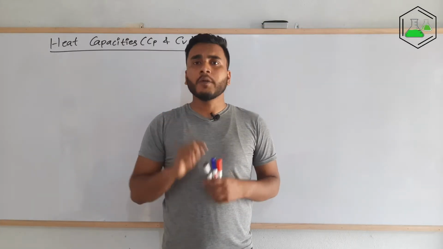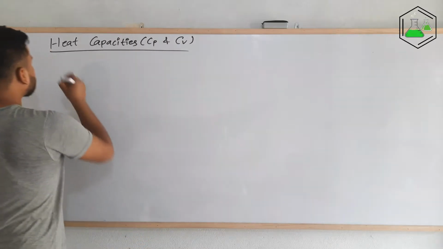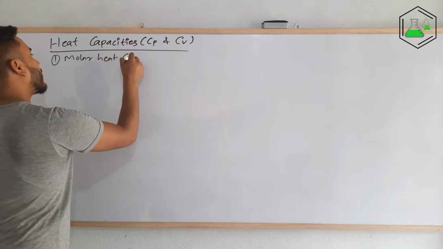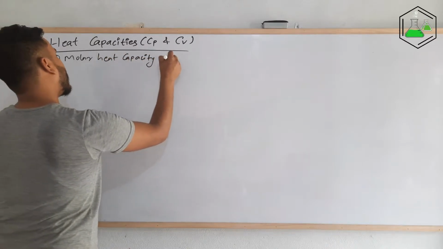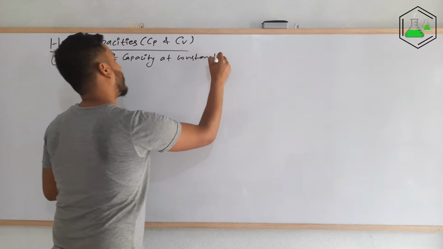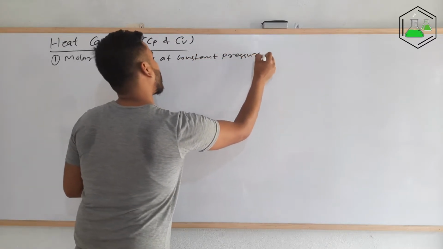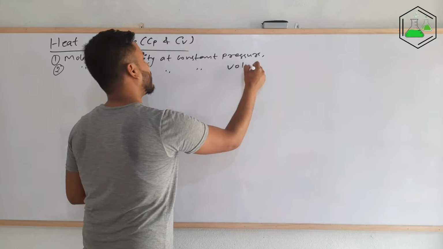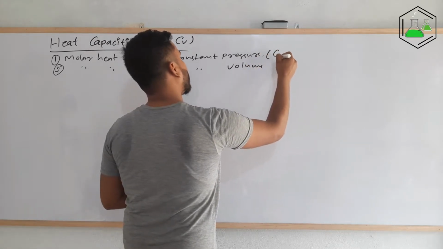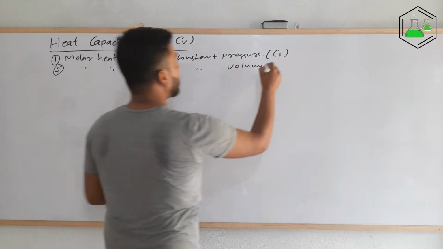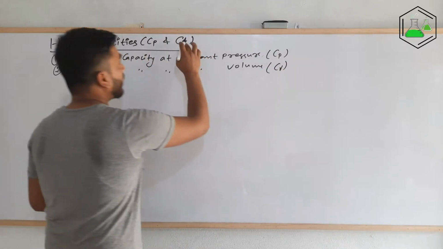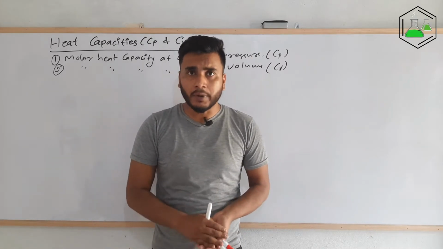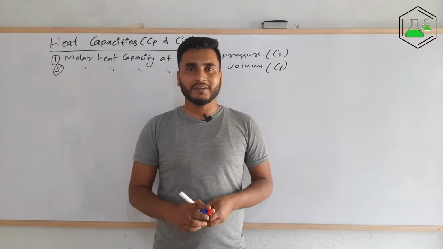Now let's see the types of molar heat capacities. There are two types of molar heat capacities. They are molar heat capacity at constant pressure and molar heat capacity at constant volume. This is represented by Cp that I have written over here, and this is represented by Cv that I have written over here. Now let's understand them one by one. First of all, let's talk about molar heat capacity at constant pressure.